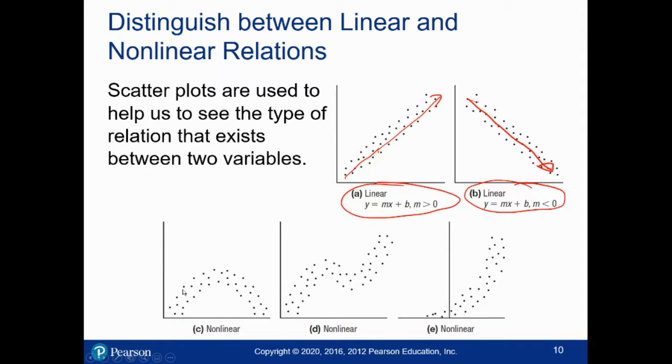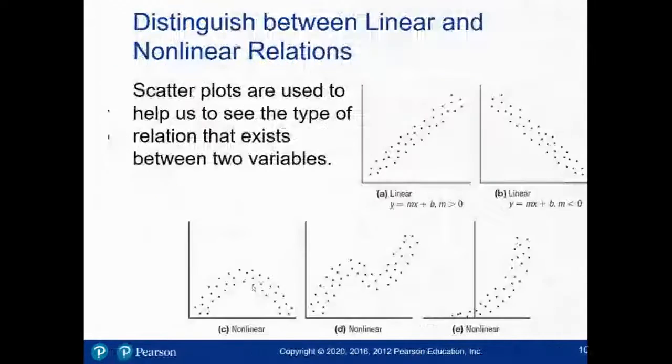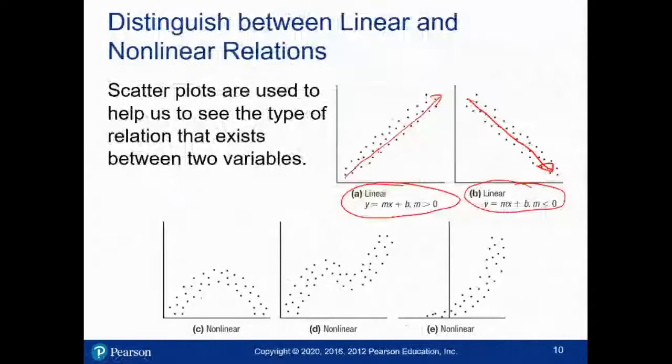But we could have things that go up and then come down, and that can't possibly be a line. Maybe it goes up, down, and up. That's not a line. And while this is always going up, it's like the bacterial growth one that we saw a couple examples ago, where the rate at which it's increasing is getting bigger and bigger. And these would all be nonlinear models.